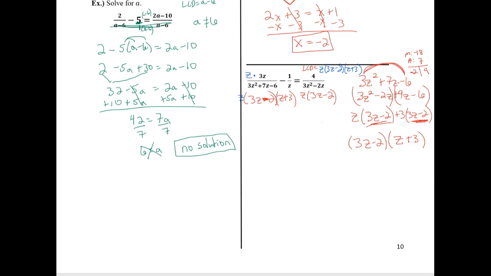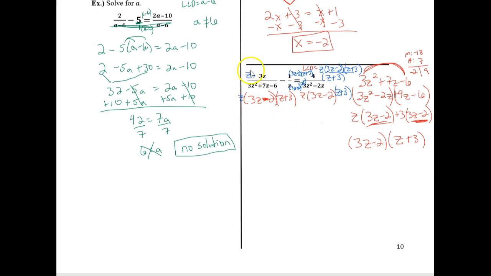The middle rational expression has the z. It doesn't have the 3z minus 2 or z plus 3. So I multiply by 3z minus 2 and z plus 3 in the numerator. Same thing in the denominator. The last term has a z, has a 3z minus 2. It does not have the z plus 3. I add that to the denominator and the numerator.